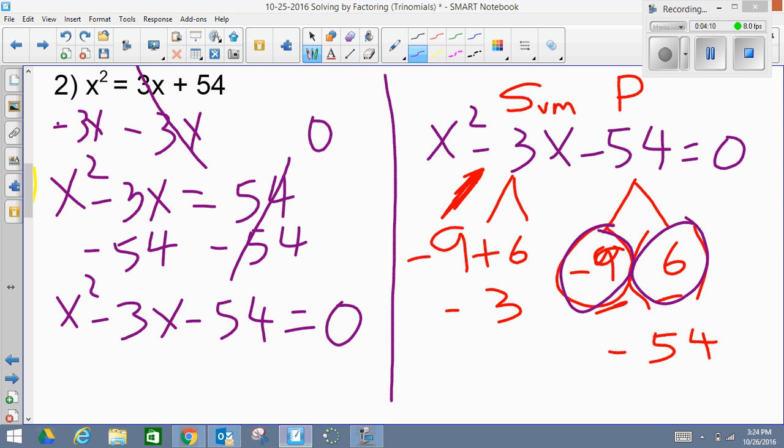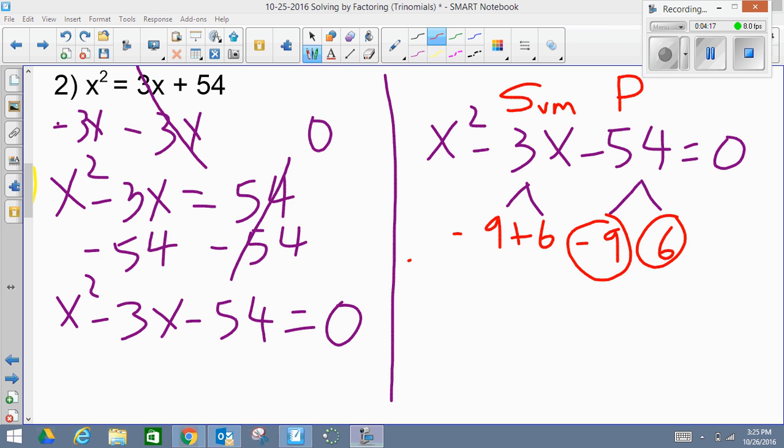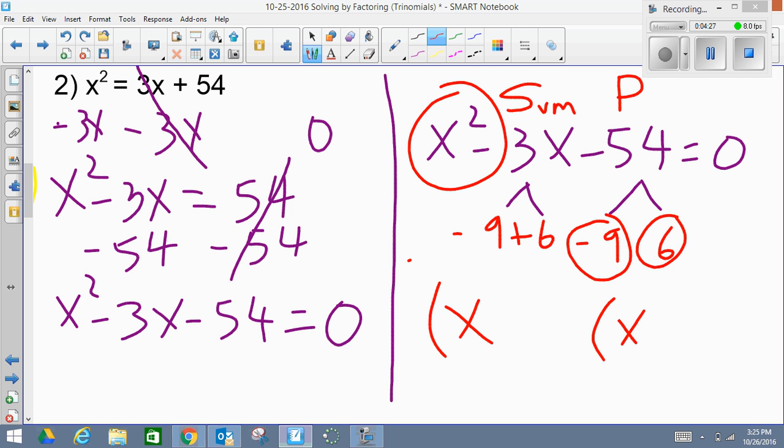Okay? Let me erase this and do one more step. So my numbers are negative 9 and positive 6. Once I have my numbers ready, it's just an easy step. I see that I have an x squared in the beginning. So that x squared is going to break into x and x.